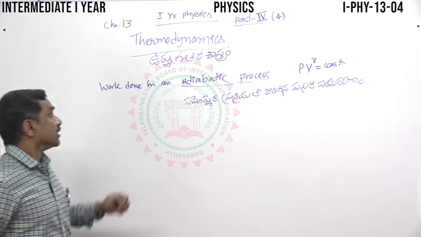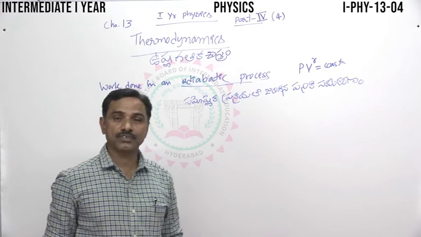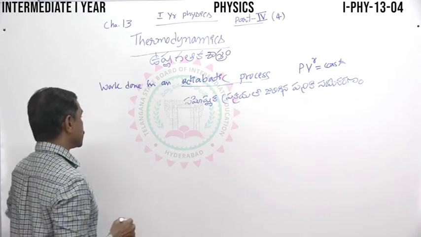Now, in this part, let us try to derive an equation for work done in an adiabatic process.